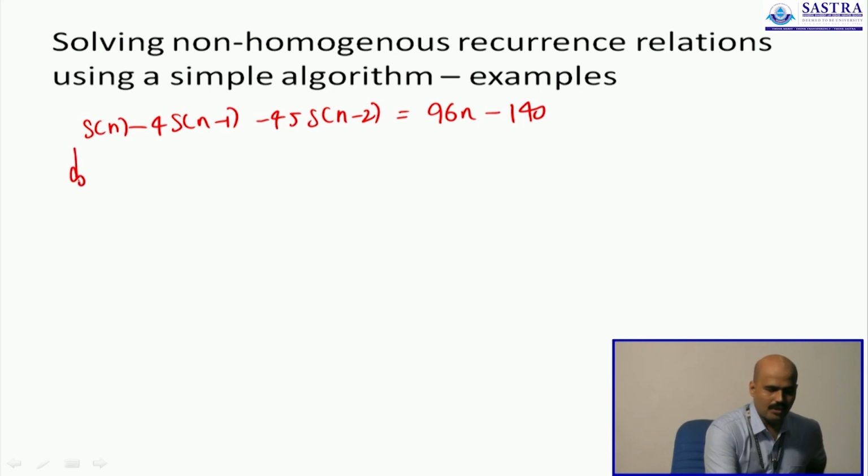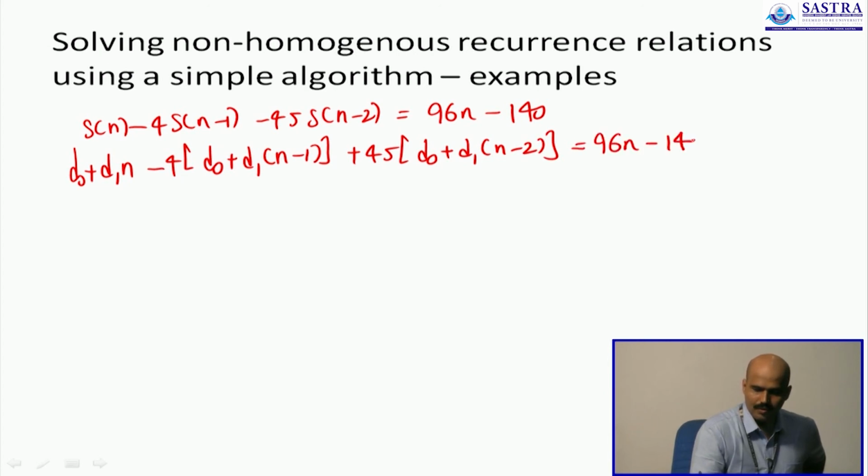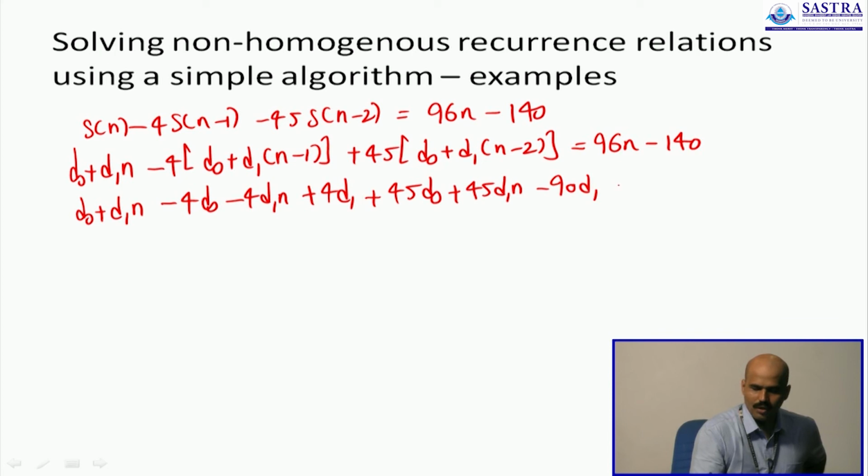So let's write that down. (d0 + d1n) - 4(d0 + d1(n-1)) + 45(d0 + d1(n-2)), giving us 96n - 140. So that's d0 + d1n - 4d0 - 4d1n + 4d1 + 45d0 + 45d1n - 90d1, giving us the same answer.